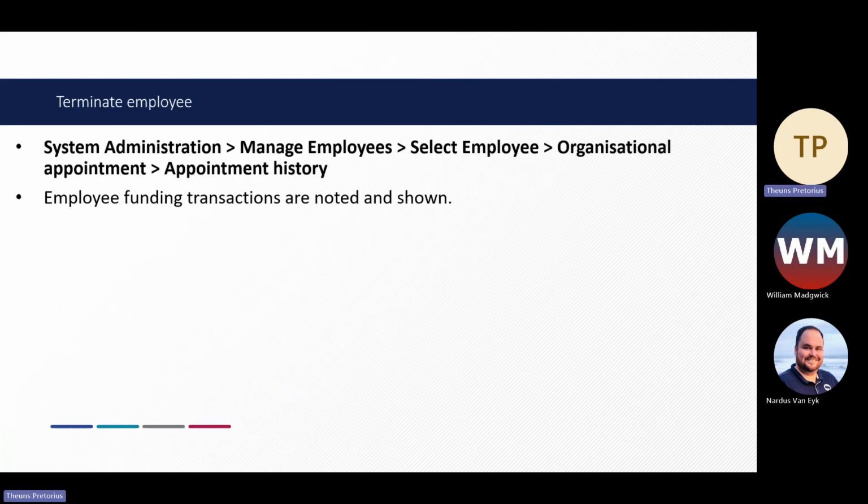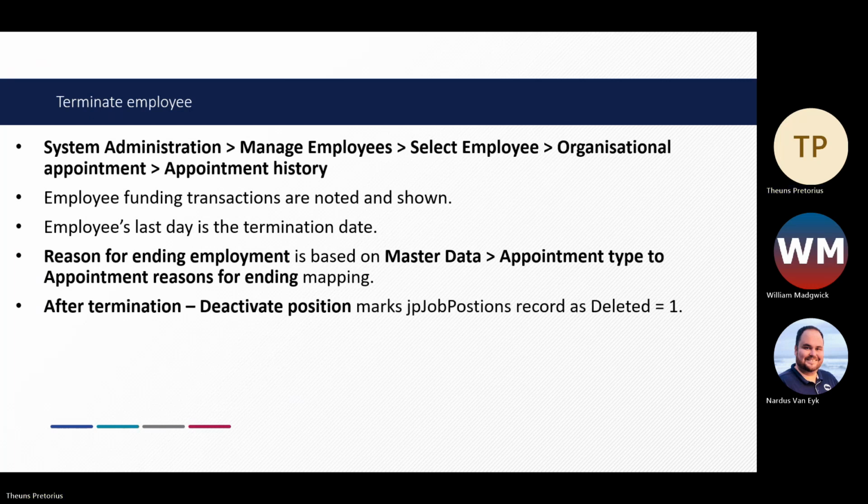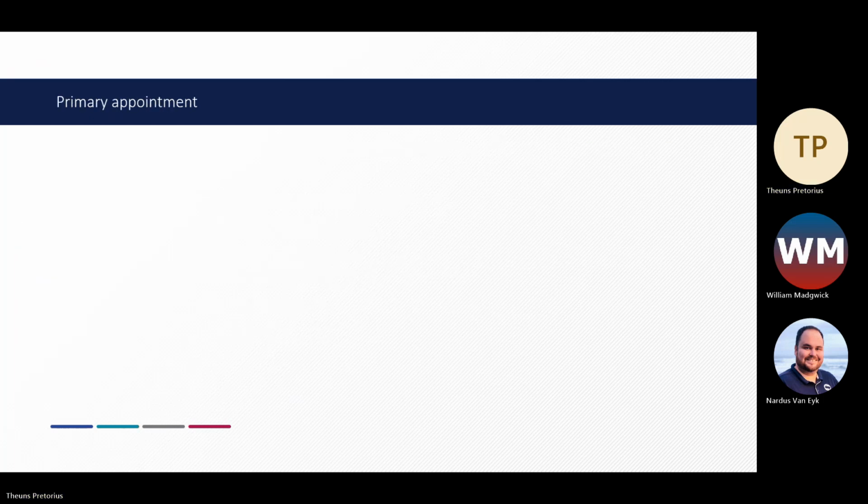Employee funding transactions are noted and shown. The last day is the termination date. Again, there is the mapping for the reasons for ending. Deactivate position, in the job position table, so that's need to spell that correctly. That's is deleted equals 1. And exclude from reports is the blacklisted field.